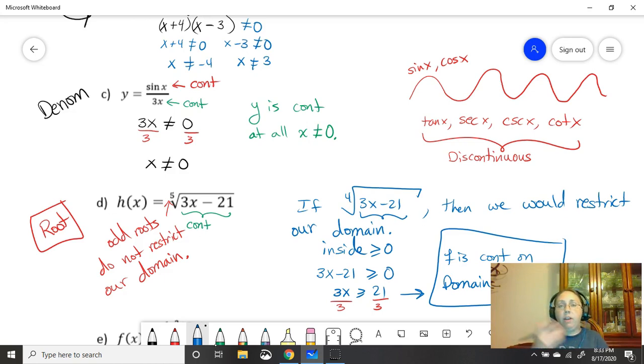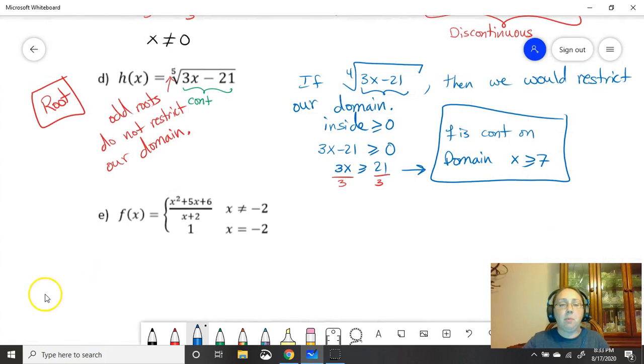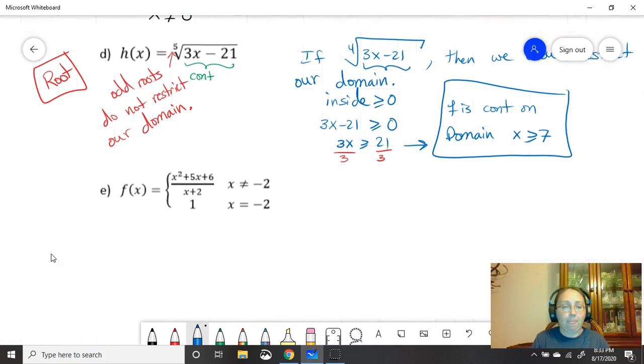Sometimes you can have a root and a fraction together and you have to combine the two, but I'm going to let y'all try those, and you can reach out to me if you have any questions on that idea. It's something good for you to experiment with before I tell you how to do that. All right, so one more example here. This one is called a piecewise function.